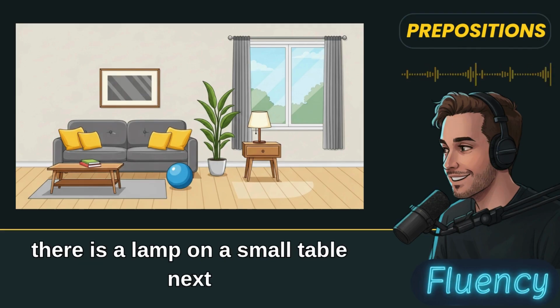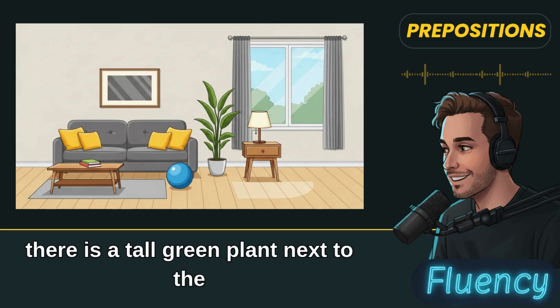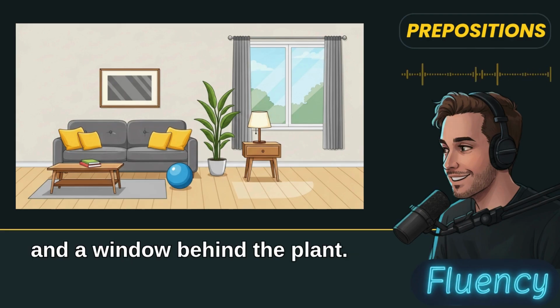On the right side, there is a lamp on a small table next to the sofa. On the left, there is a tall green plant next to the sofa. There is a picture above the sofa and a window behind the plant.